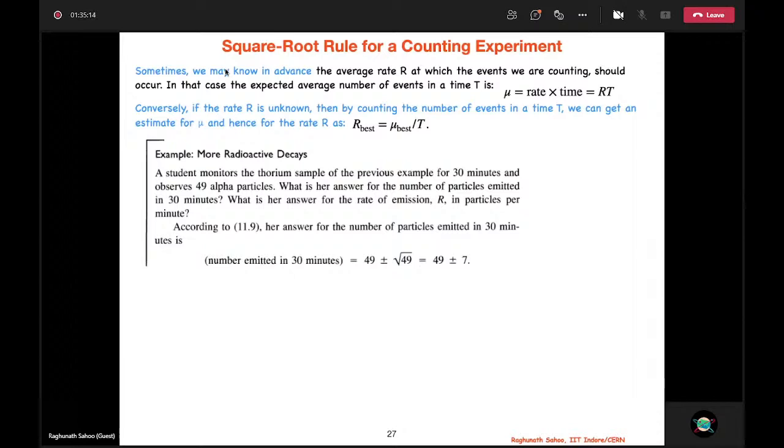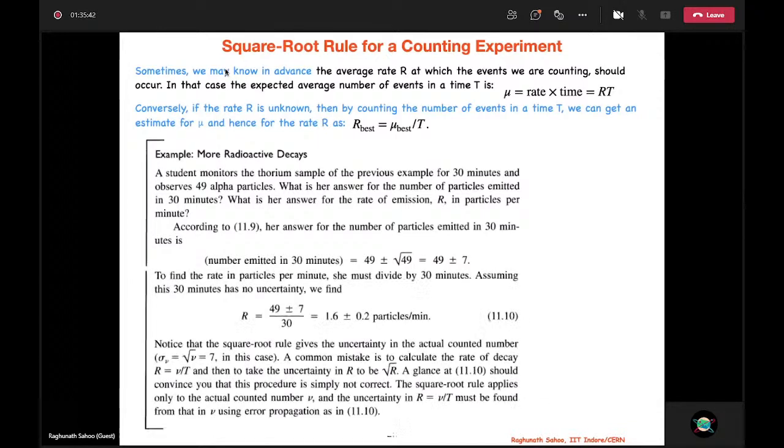Let me take one example to explain this. Say a student monitors the thorium sample of the previous example for 30 minutes and observes 49 particles. What is the answer for the rate of emission R in particles per minute? Since it is emitted for 30 minutes, the total number is 49. So it is 49 plus minus square root of 49. So that is the total number.